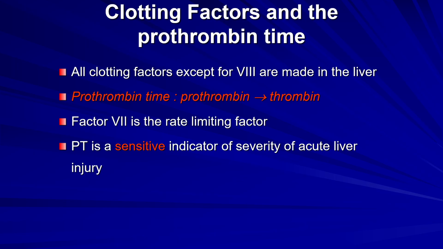Also, the prothrombin time is prolonged in patients with advanced chronic liver disease, advanced liver cirrhosis. So unlike serum albumin, which can be normal in acute severe liver injury, the prothrombin time will be prolonged in acute severe liver injury. Albumin will be low in patients with chronic advanced liver disease, such as chronic liver cirrhosis.